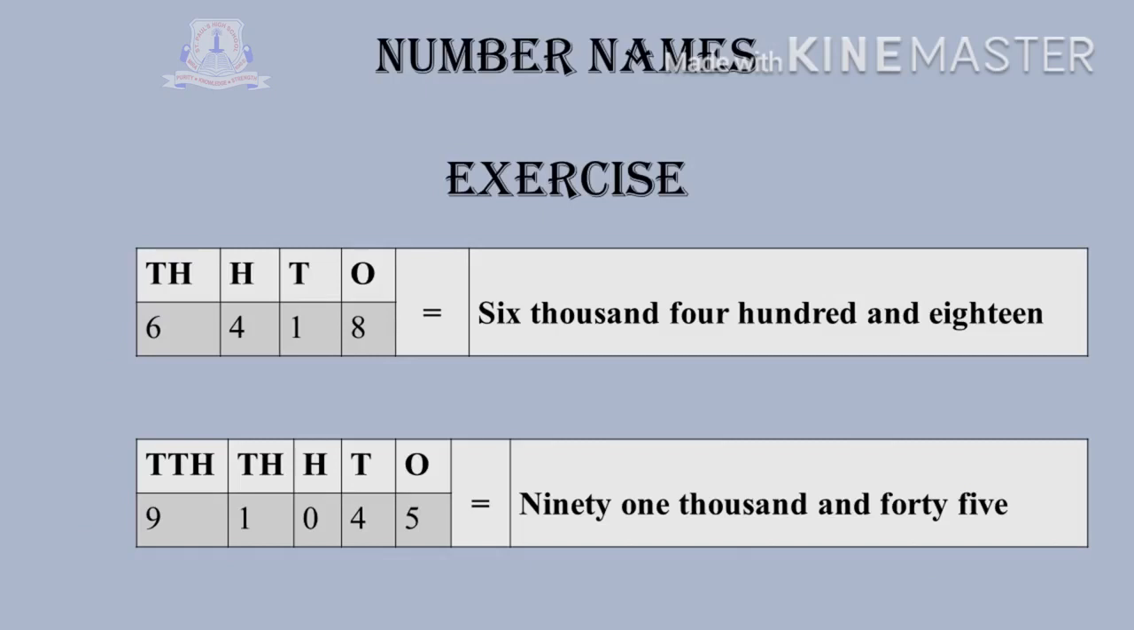Now the exercise part, children. The first number is 6,418. That is equal to six thousand four hundred eighteen. The spelling part. 91,045. And the number name is ninety-one thousand forty-five.